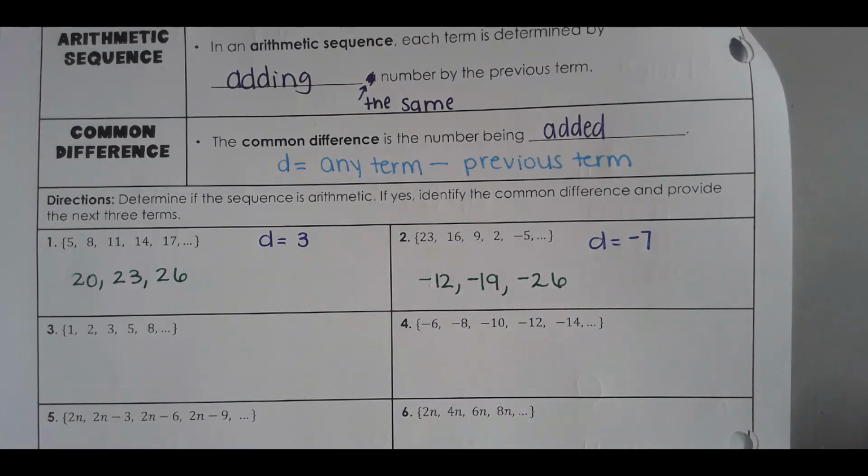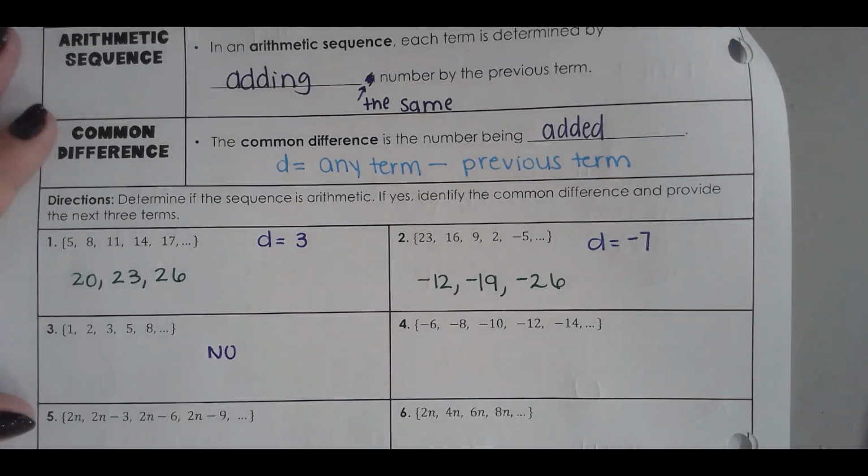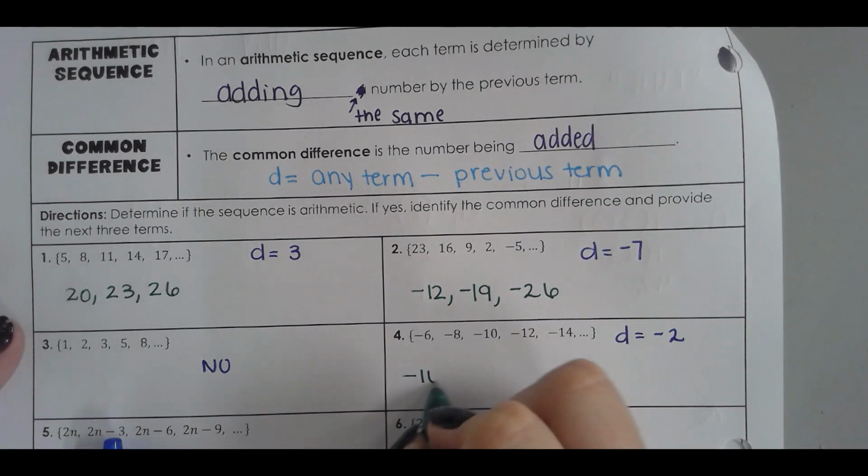All right, number 3. Is it arithmetic? No, it is not. So all you just need to put is no, and that's it. All right, number 4. What's it adding every time, or what's the common difference? -2.